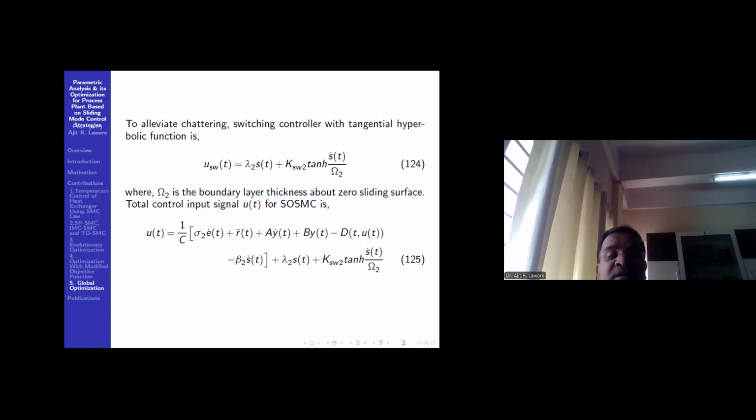And I am getting lambda 2 must be greater than 1 by C, and mod of S(t) equal to mod of S dot(t) should be greater than 0. These are the sliding conditions. And finally V dot(t) is negative definite, which shows the global asymptotic stability. Then this is U switching as a tangential hyperbolic function, and the total control input for SOSMC. I am taking the reference of this 125 and implemented all the strategies based on this U(t).